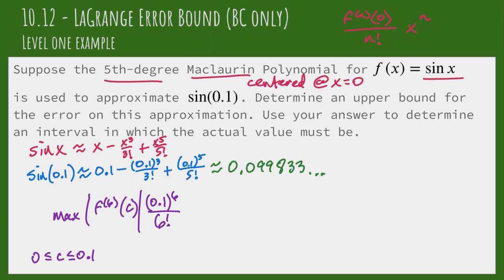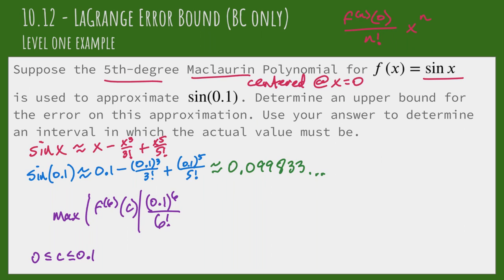The sixth derivative of f of x. The first derivative of f of x is going to be cosine of x. Then the second derivative is going to be negative sine of x. Then it's going to be negative cosine. Then it's going to be sine. Then it's going to be cosine. And the sixth derivative is really going to be the same as the second derivative, which is negative sine.